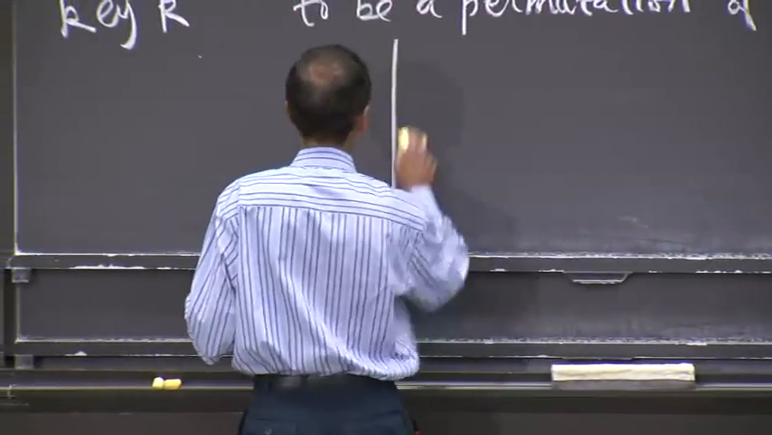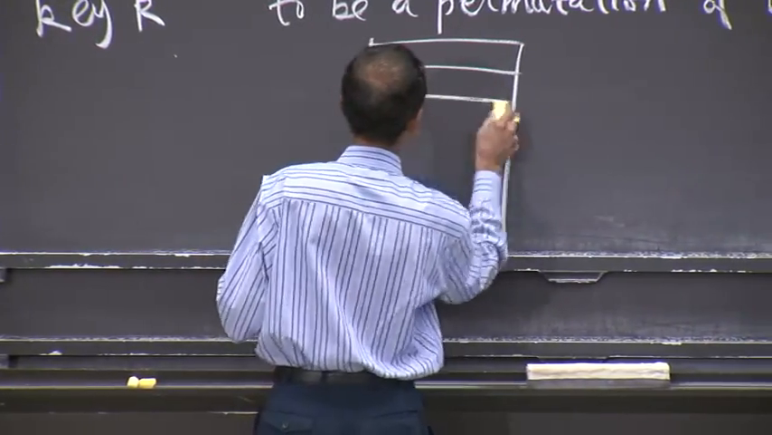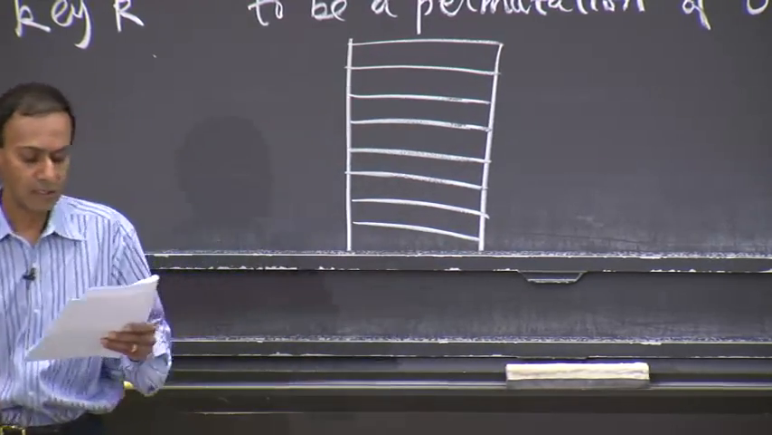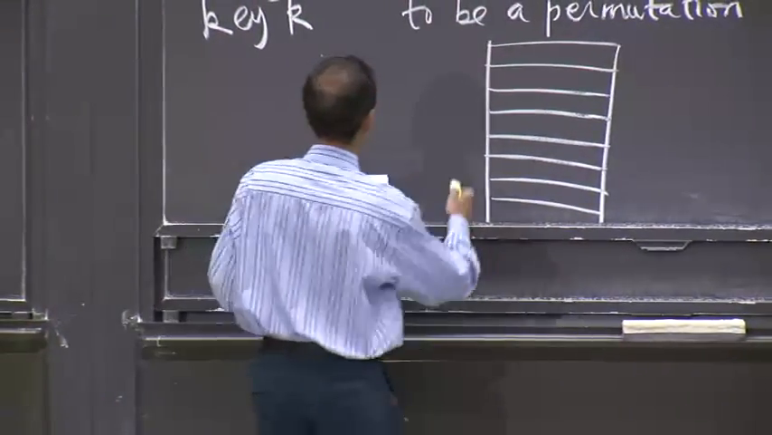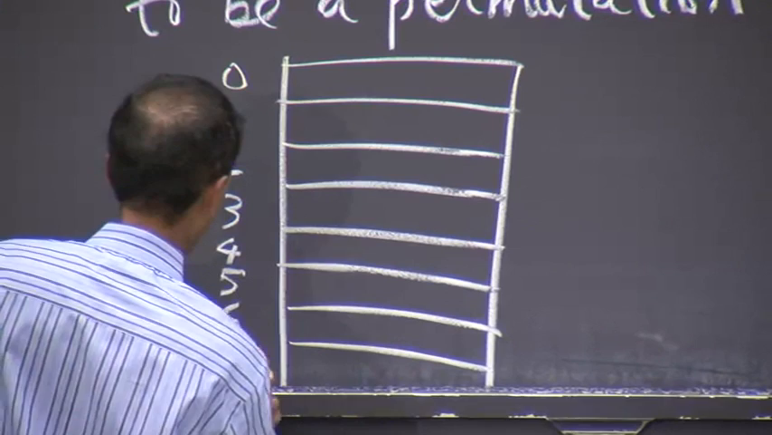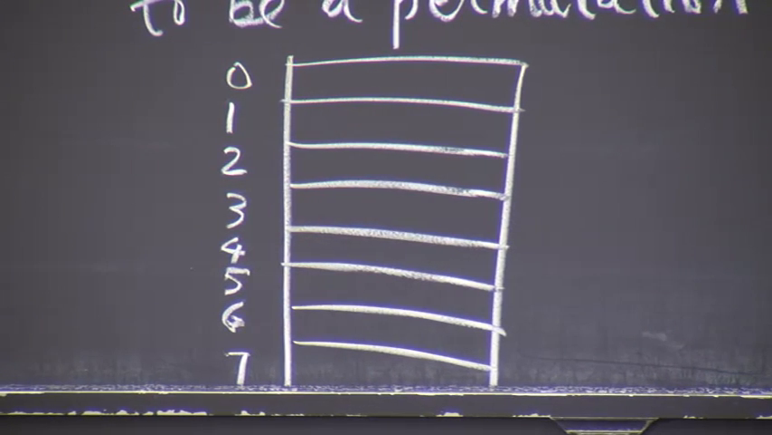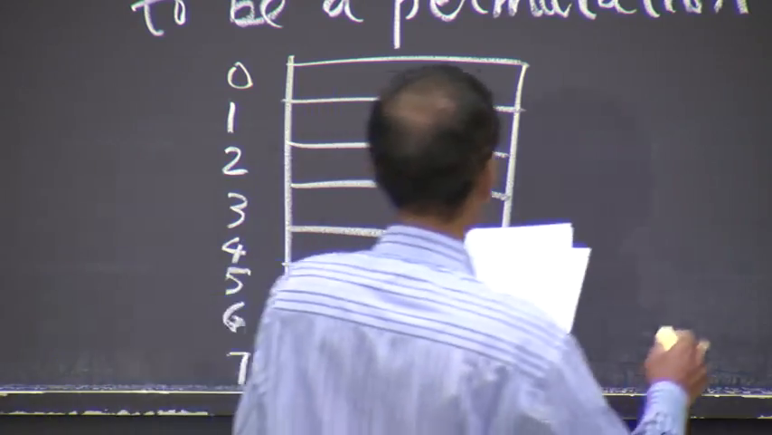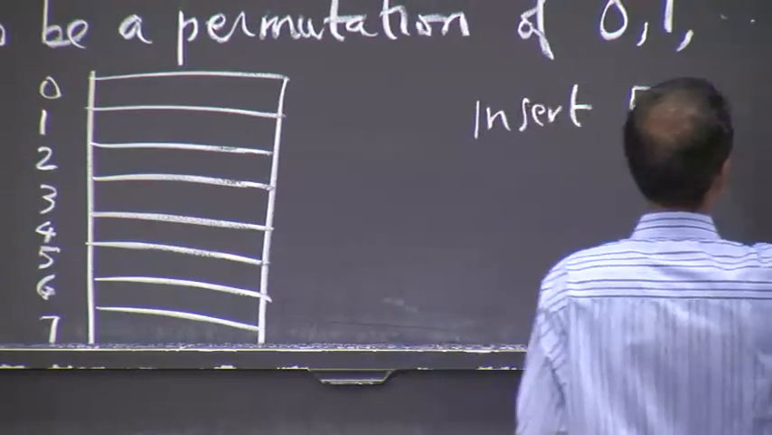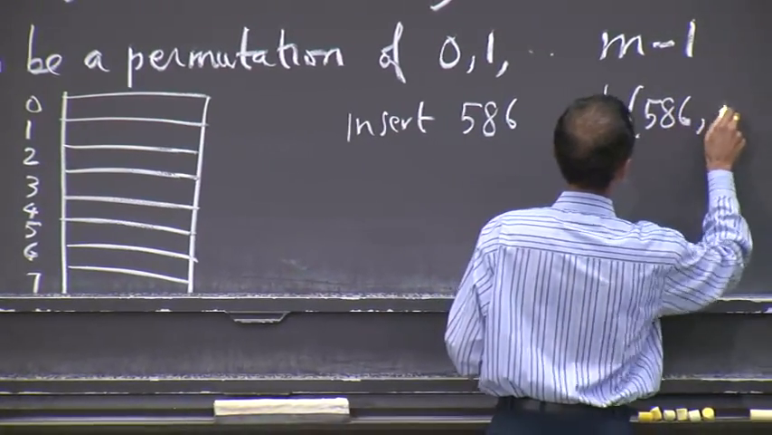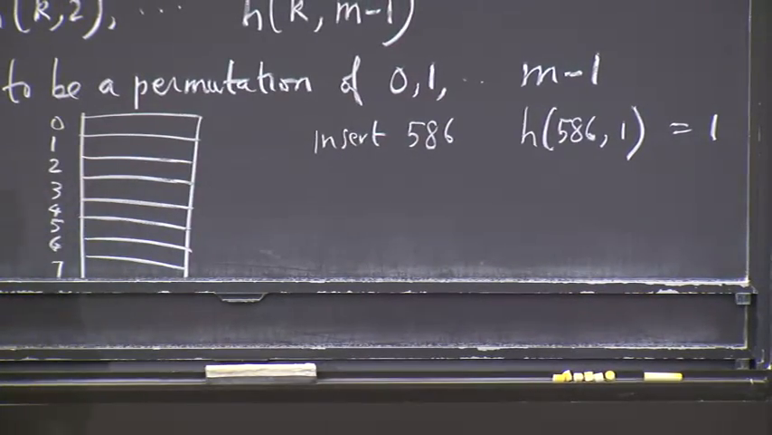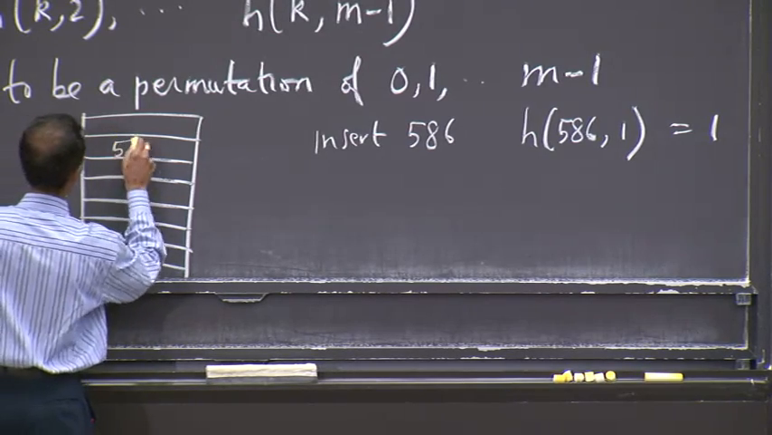But let's say that I have a table here, and I'm going to concentrate on the insert operation, and I'm going to start inserting things into this table. Right here I have 7 slots. So let's say that I want to insert 586 into the table, and I compute h of 586 comma 1, and that gives me 1. This is the first insert. So I'm going to go ahead and stick 586 in here.